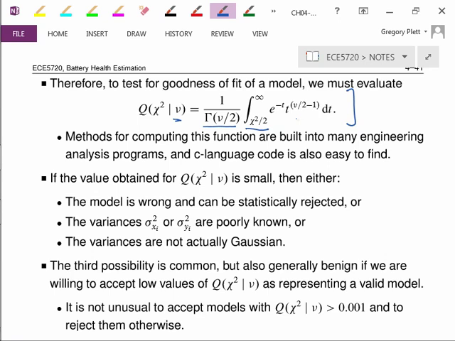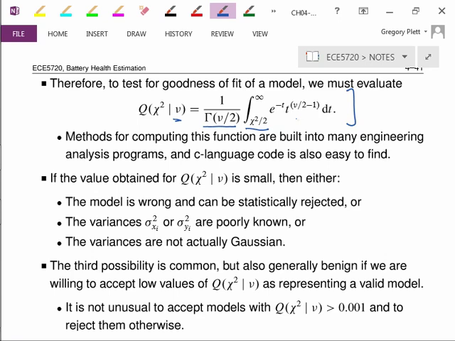In fact, there are well-known, well-established methods for computing this function. They're built into many engineering analysis programs. For example, the MATLAB Probability and Stats Toolbox has it built in. And if you look on the internet, you can find C language code for computing this function also. So yes, it doesn't look pretty, but it's completely doable. There is no impediment to doing it. You don't have to make up your own way to do it either.